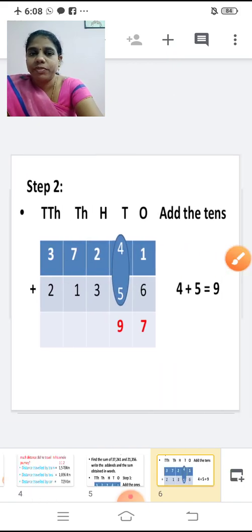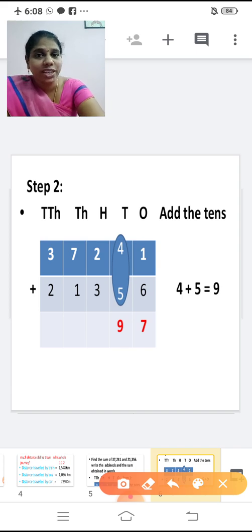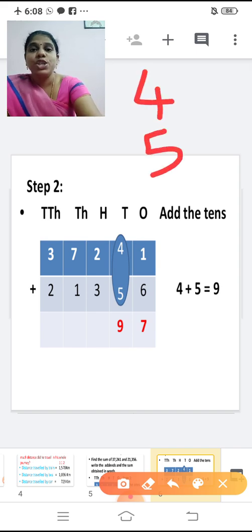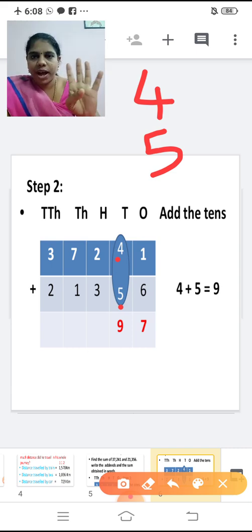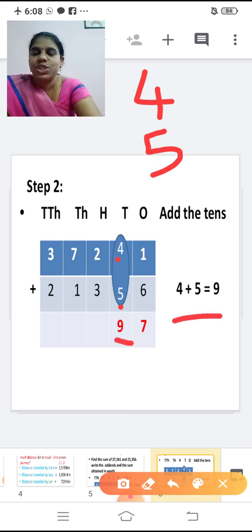And what is the next step? First we added the ones place, then move on to the tens place. Shall we add the tens place now? Very good. What are the numbers in the tens place? 4, 5. See, I have circled that. We are going to add the digits at the tens place, 4 and 5. Keep 4 in mind. After 4 we are going to add 5 numbers: 5, 6, 7, 8, 9. So 4 plus 5 is 9. Write it below the tens place.